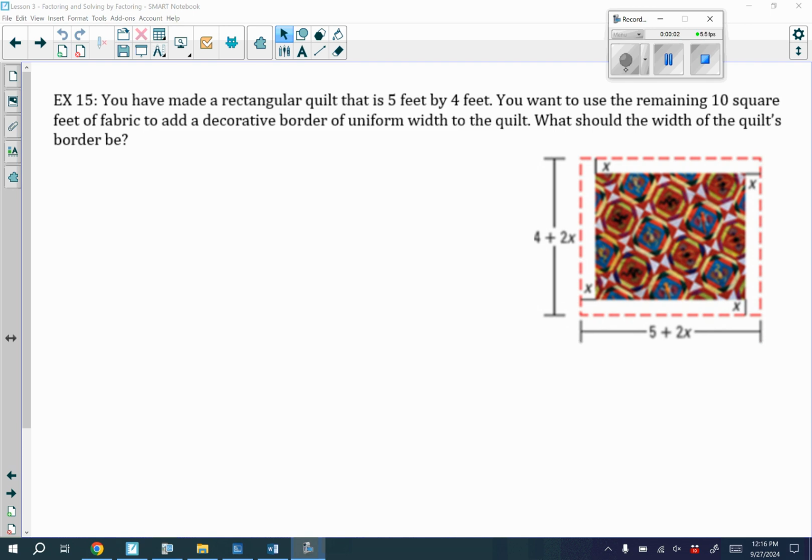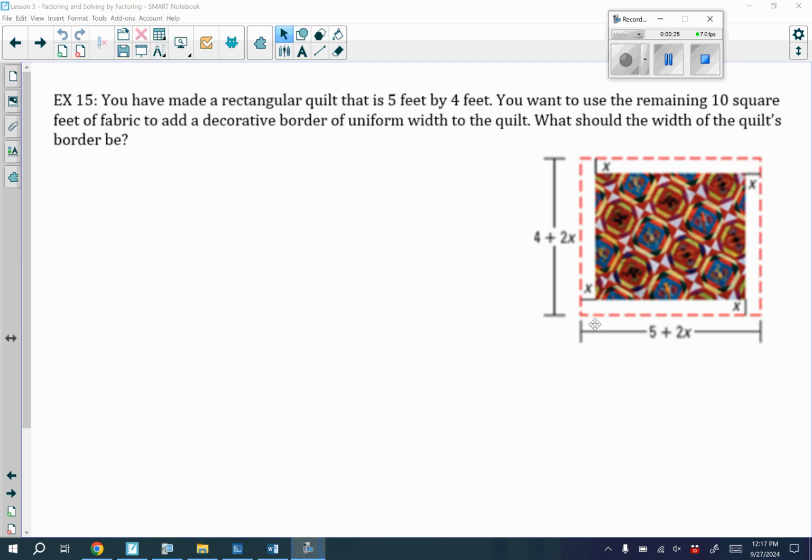Hi guys, so here's the last bit of our notes for this lesson 3. Here is another word problem we're going to go over. It says, you have made a rectangular quilt that is 5 feet by 4 feet. You want to use the remaining 10 square feet of fabric to add a decorative border of uniform width to the quilt. What should the width of the quilt's border be?